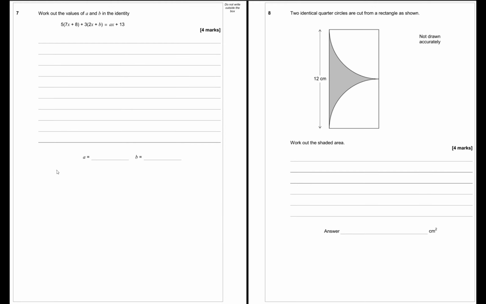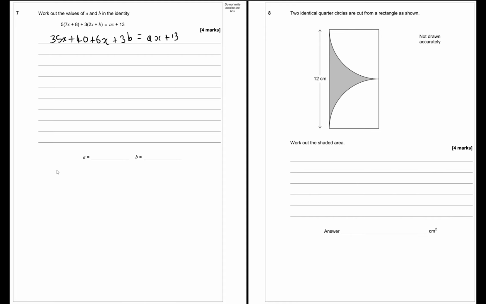Okay, question 7. Work out the values of A and B in the identity. So, we want to find A and B. How can we do this? Alright, let's try to simplify the left-hand side. So let's multiply out these brackets. So we're going to get 5 times 7x, that's going to give us 35x, plus 8 times 5, which is 40, plus 3 times 2x, which is 6x, plus 3 times b, which is going to be 3b. And that equals ax plus 13.